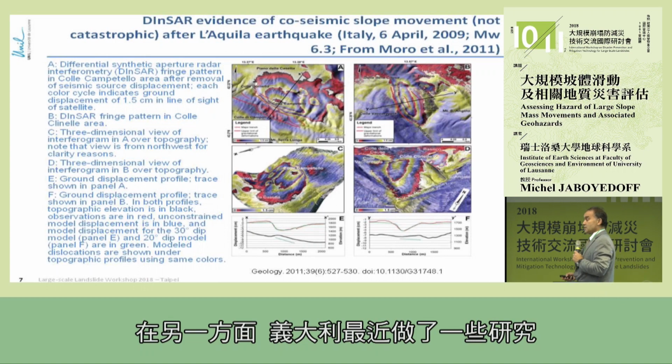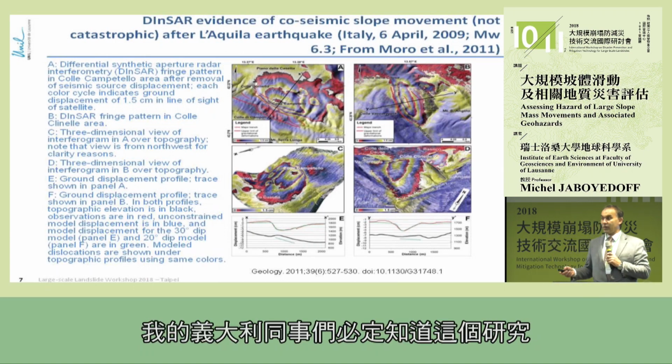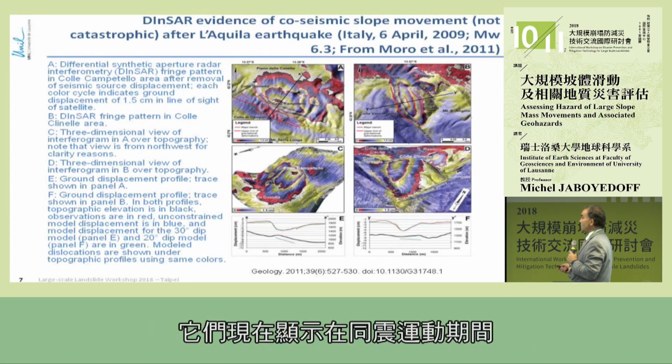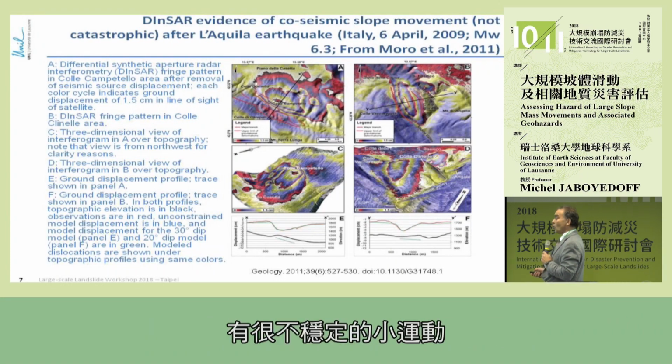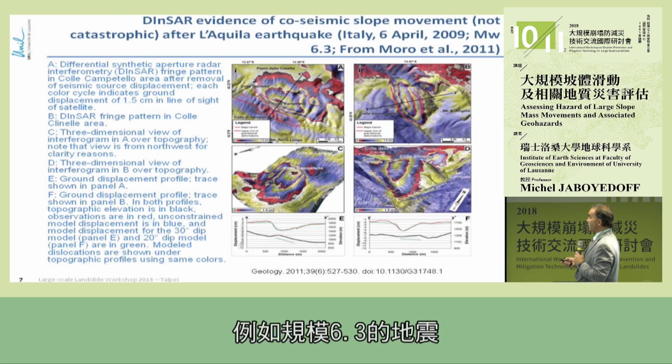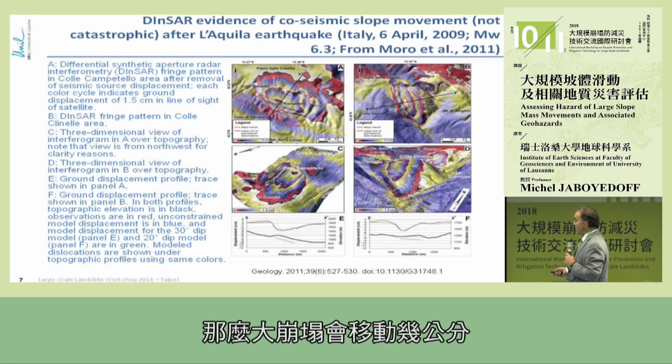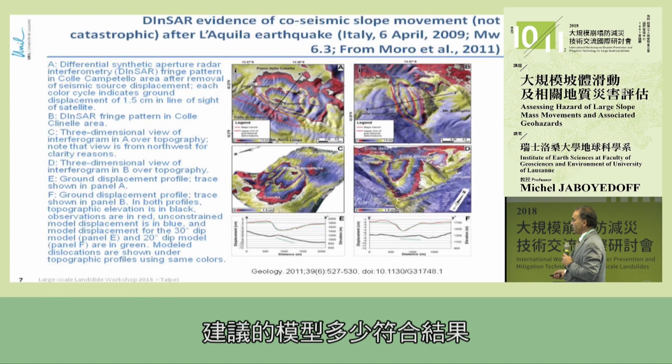On the opposite side, there are some recent studies in Italy, and the Italian colleagues must know this study. They show that there are small movements of large instabilities during a co-seismic movement, for instance near the L'Aquila earthquake, a magnitude 6.3 earthquake. A large landslide moved by a few centimeters, and the model they propose fits the result more or less well. This is one thing.